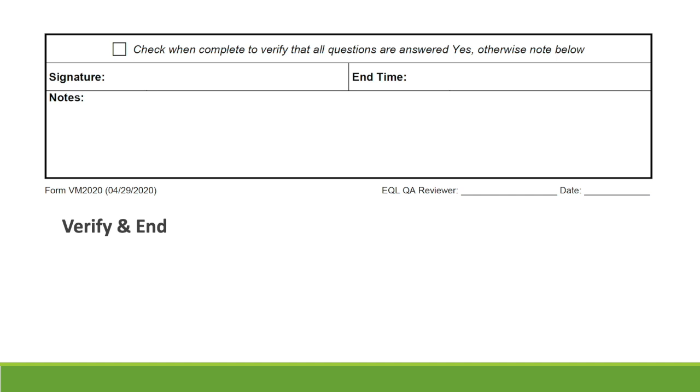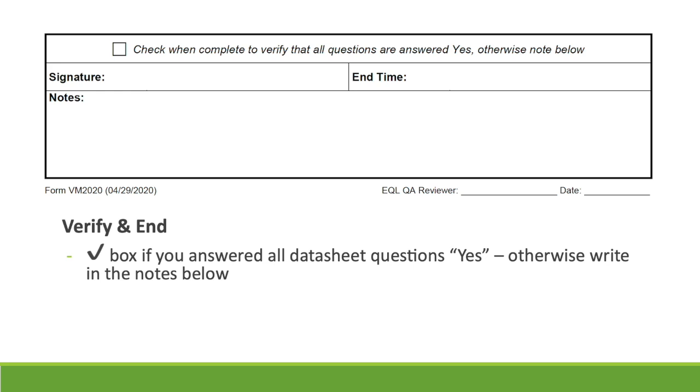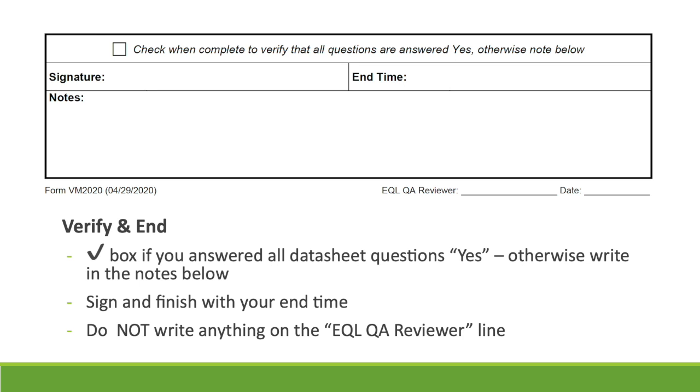In the final section of the datasheet, you will check the box to verify that all questions were answered yes. If you answered no for any QC question, please explain in the notes box at the bottom of the page and do not check the box. Please do not write on the EQL QA reviewer line. Finally, complete your hard work with your signature and the end time. Congrats, you just finished sampling.